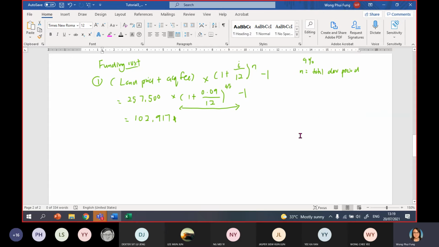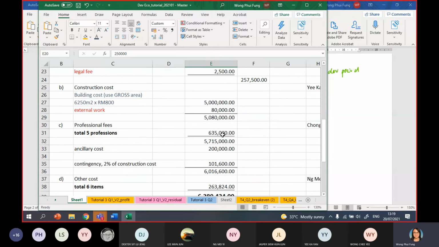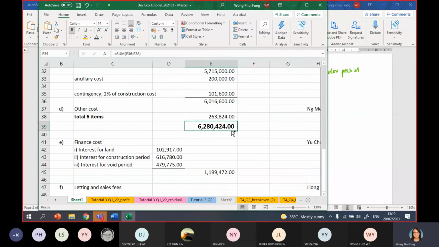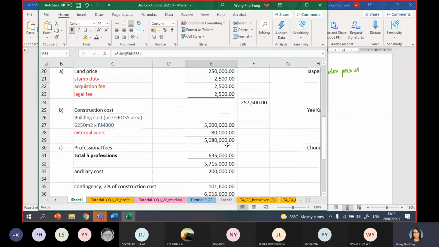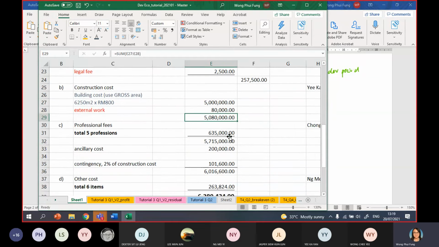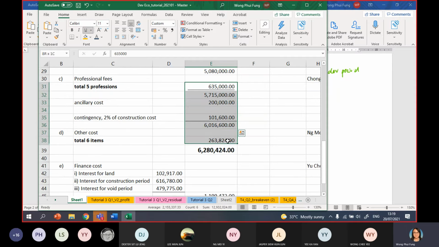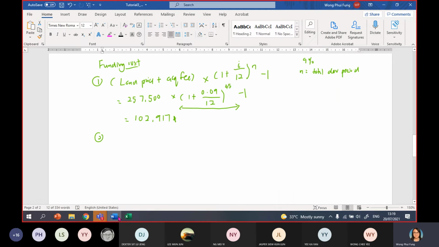Stage number 2 is the construction period. For this one, you should use this cost, 6,280,424. You don't just use this one. Some students only use this one, 5 million only. No. All this you actually need money to finance. So that's why you should use this figure, 6,280,424.